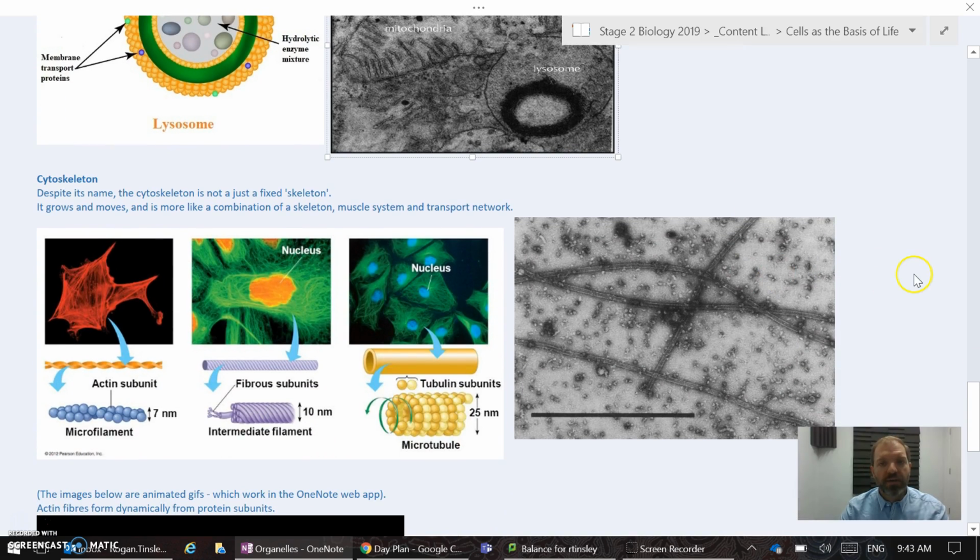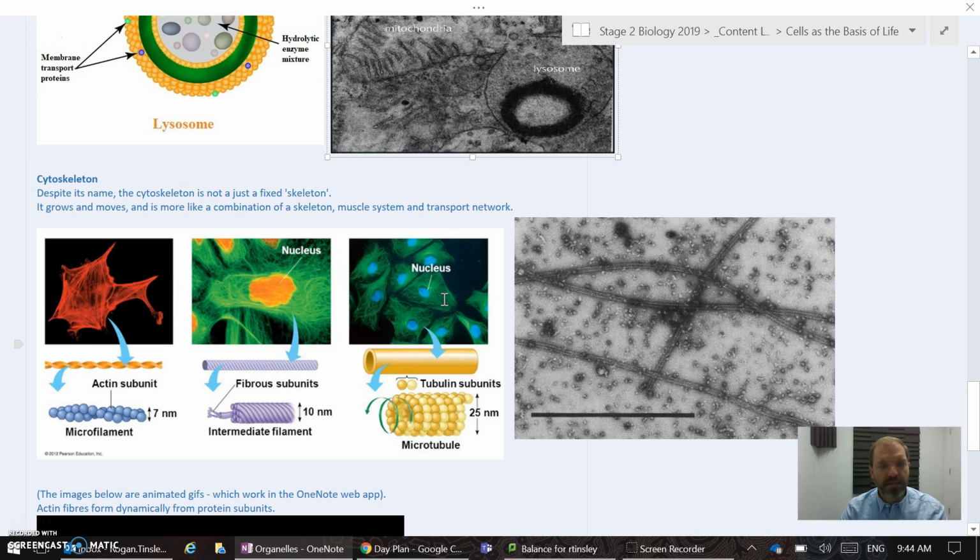Last one here, not a membrane-bound organelle, the cytoskeleton is a very important structure within the cell. So we can see here these somewhat rigid, somewhat flexible rods and structures throughout the cell. They actually come in three different types. Actin makes microfilaments. There are also intermediate filaments, and then microtubules are the thickest. And they all have slightly different roles.